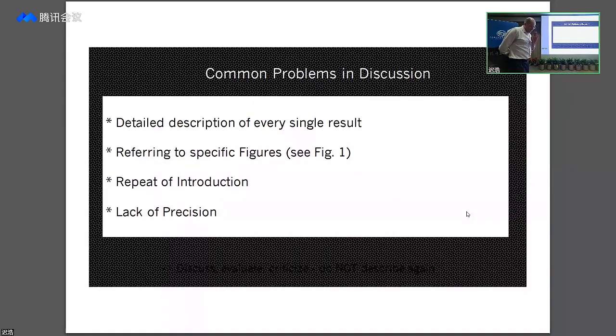Now, common problems. The discussion section is the most difficult section to write. I'm sure you have all experienced this. Because it is so difficult, you go back and start repeating all your results descriptions. You start referring to figures. You shouldn't do that. If you start referring to figures, it means you have moved back to your results section.